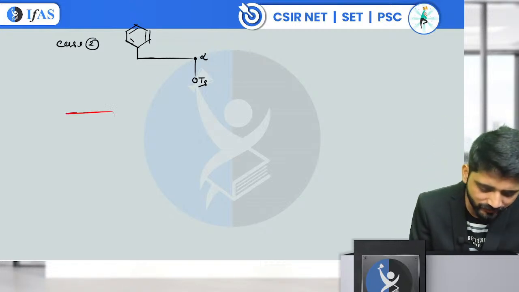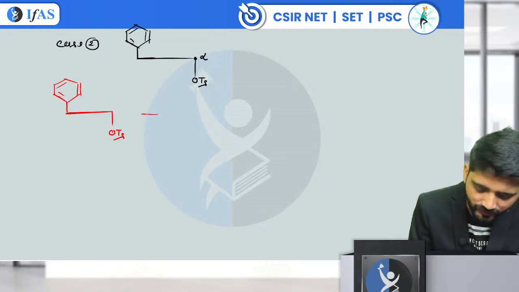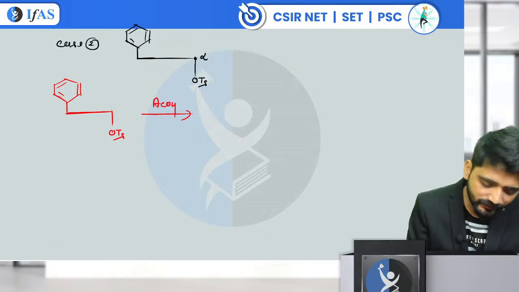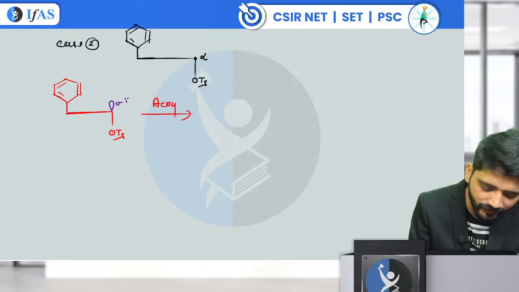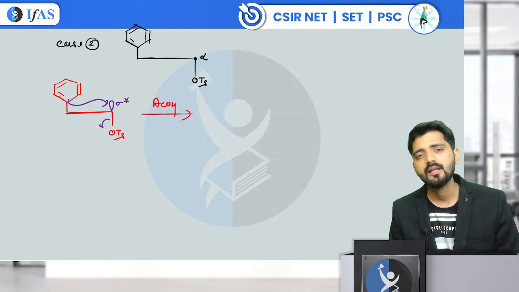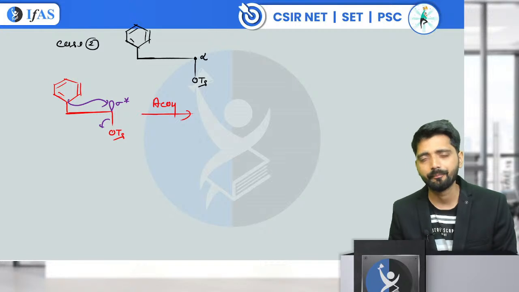Let's suppose we have the same question. I'm writing here also. We have an OTs group and a phenyl ring is present as a neighboring center. They both are anti to each other and we have a nucleophile AcOH. Since the sigma star orbital will be present here, it will be very easy for the benzene ring to attack into the sigma star and remove the OTs group. Yes, the double bond of a phenyl ring is going to behave as a neighboring group.